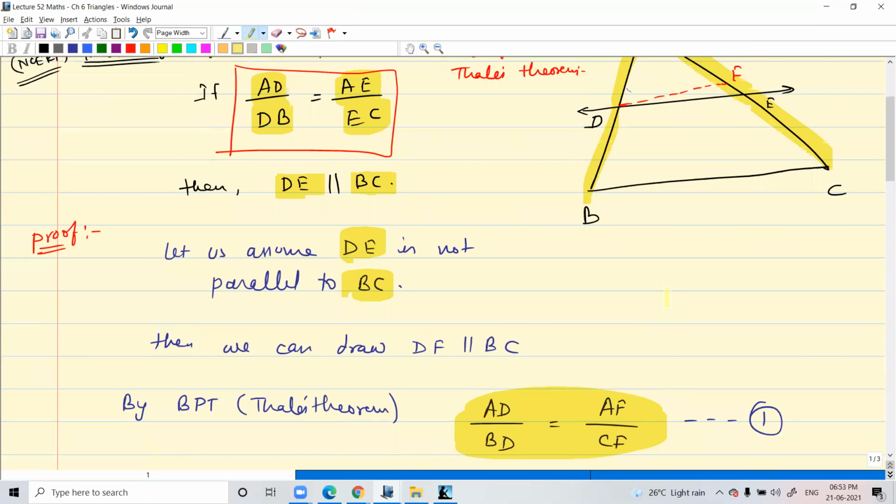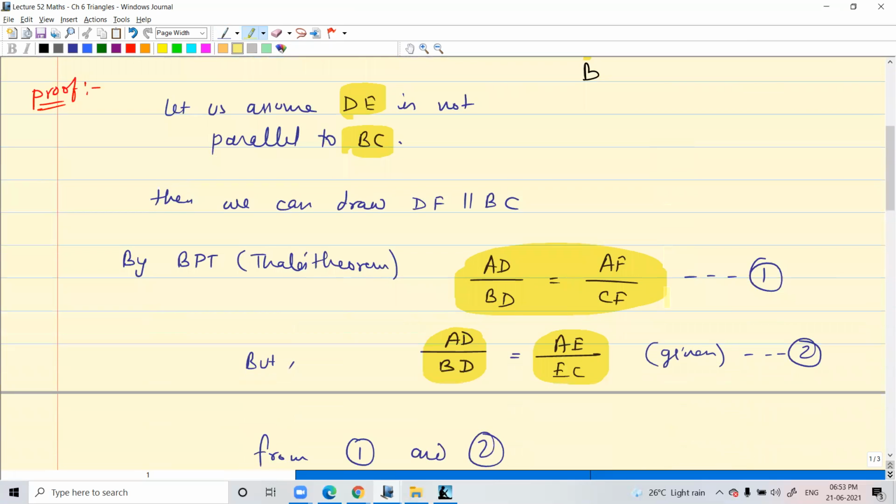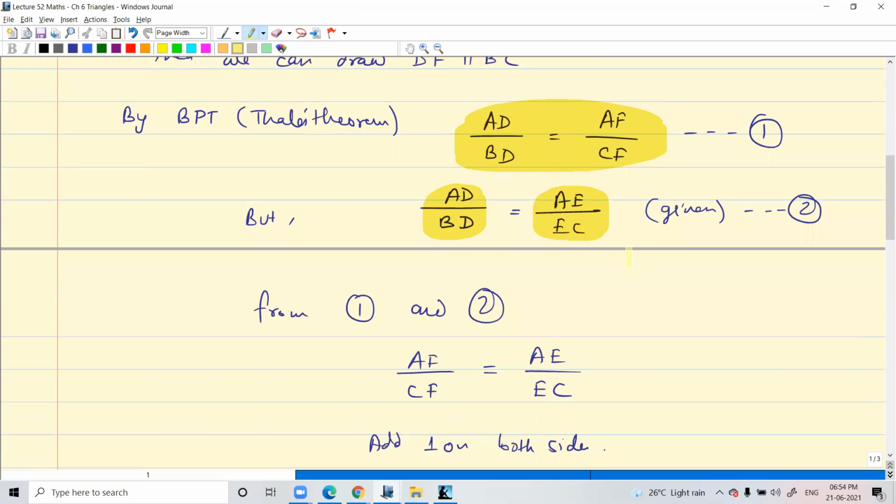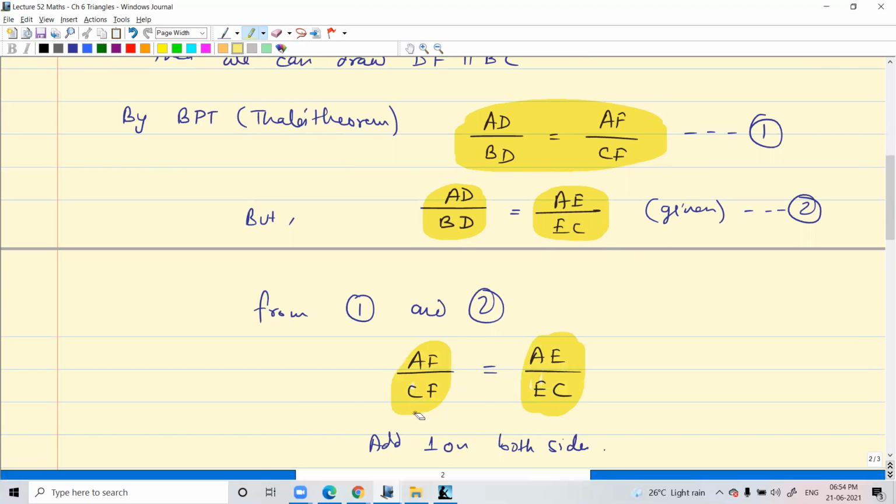But what was given in the question? AD by DB is equal to AE by EC. So this is already given. You see both these left hand sides are equal, AD by BD and AD by BD or DB, whatever. So they are same, so the RHS should also be the same. That is what I have written. I have taken the RHS from both and they should be equal. AF by CF should be equal to AE by EC. Confirm, give me one confirmation all of you. Are you okay up to this step? Yes, sir.